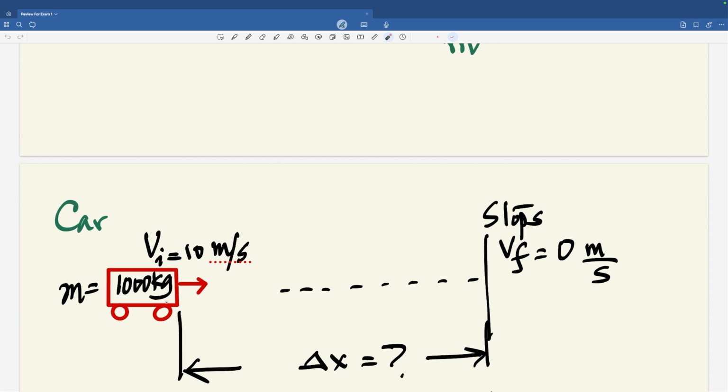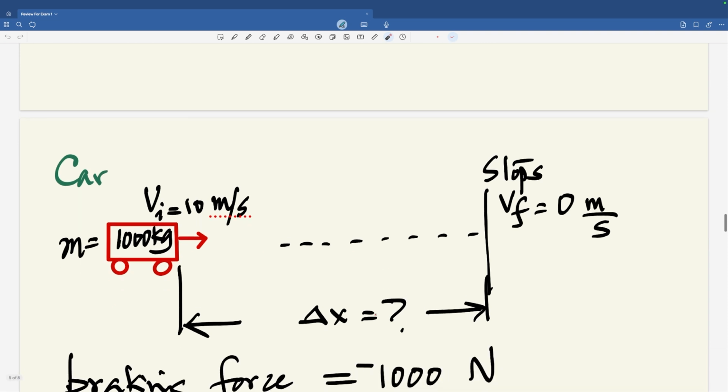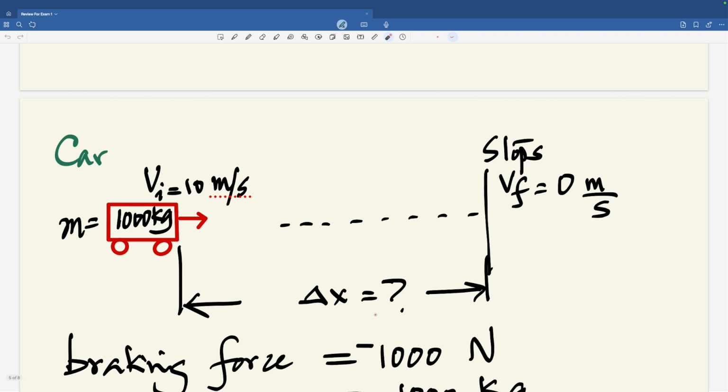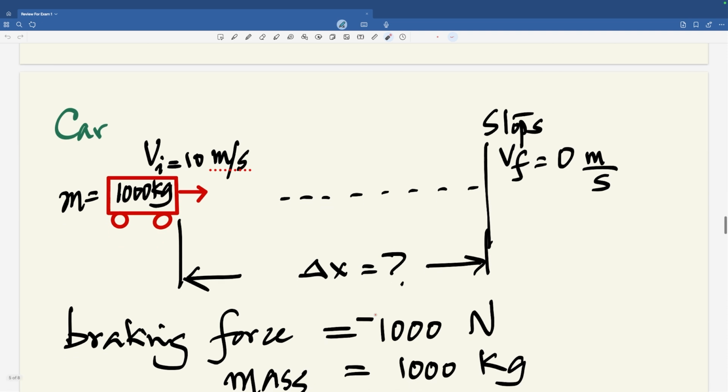The mass of the car is given. So kinematics comes in here. The braking force is also given. Braking force is 1,000 Newton. So the braking force will be given as 1,000 Newton. But you have to put a negative. You know why? Because the braking force is an opposing force. It is opposing the motion of the object. So that's why you put a negative. Because the object is moving that way, but the force is opposite. That's why a negative. And the mass is given.